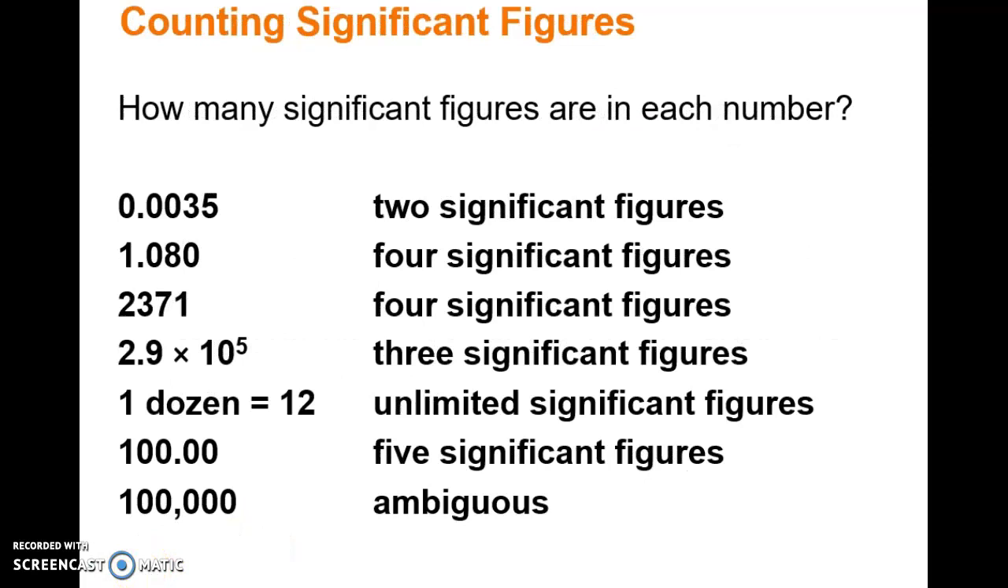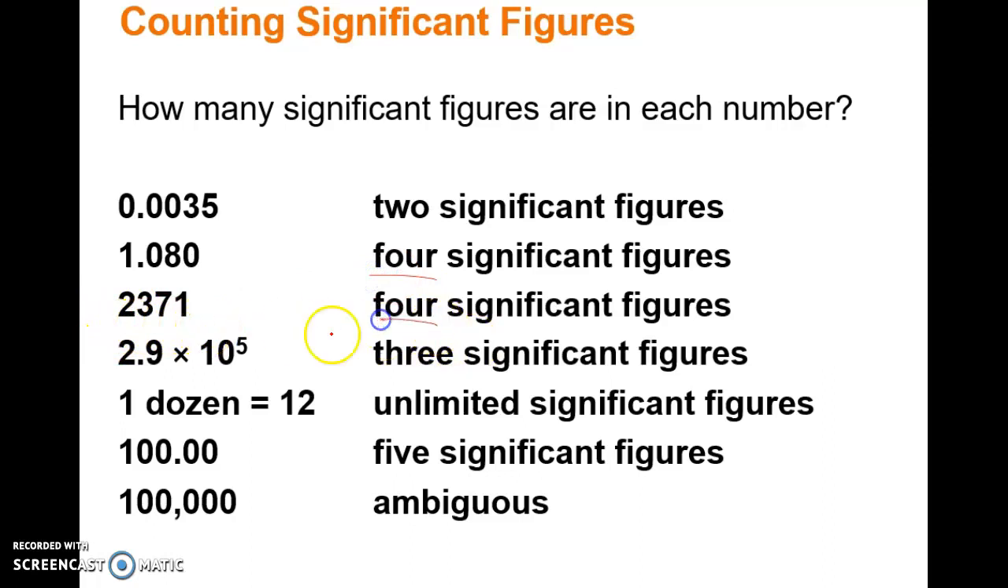How many significant figures are in each of these numbers? 0.0035: these leading zeros are just holding the place of the 3 and the 5, so there are just 2 significant figures here. 1.080, because of this decimal point, has 4 significant figures.